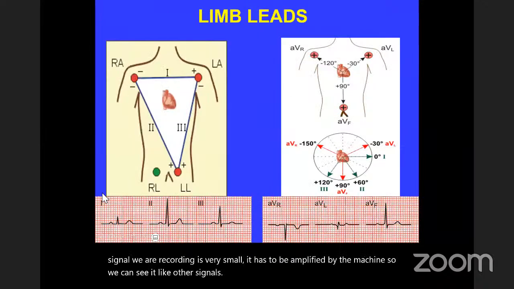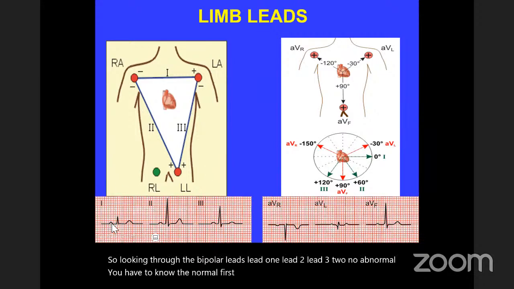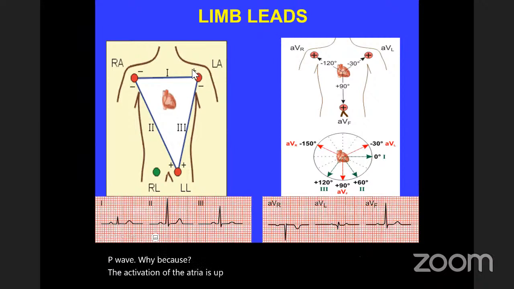Looking at the bipolar leads, lead 1, lead 2, lead 3, to know abnormal, you have to know the normal first. Normally lead 1 has a positive P wave. Why? Because the activation of the atria is up, down, and right to left. So it is moving towards lead 1.